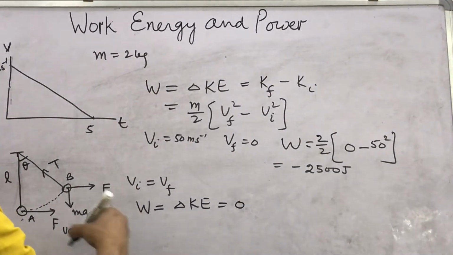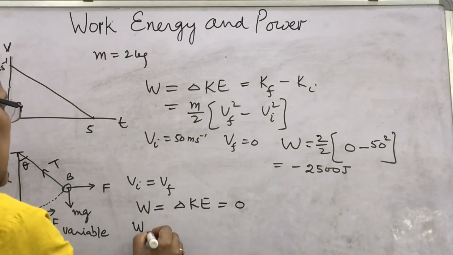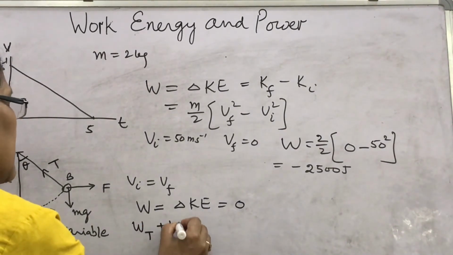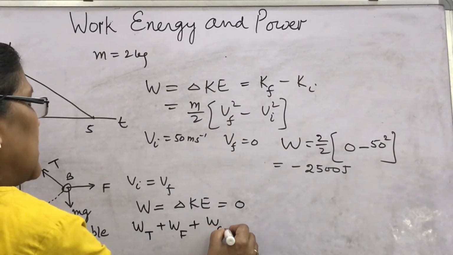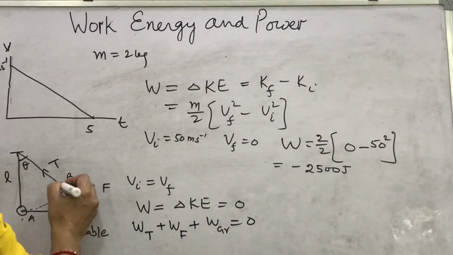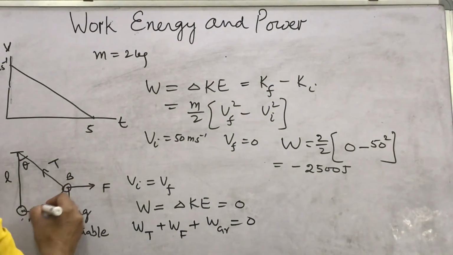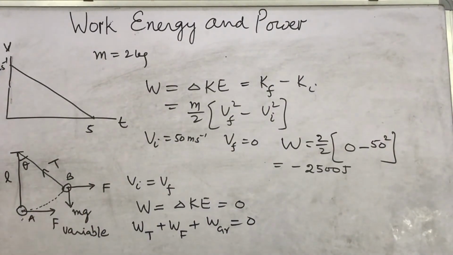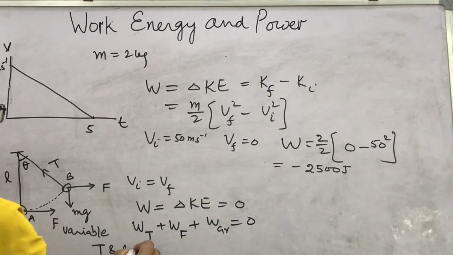Work done by all forces, these three forces are acting here. Then what will you write? Work done by tension plus work done by this applied force plus work done by gravitational force, I will write here due to weight, will be equal to 0. Look, work done by tension is 0 because tension acts perpendicular to the displacement. Here tension and displacement are perpendicular, therefore work done by tension will be 0.